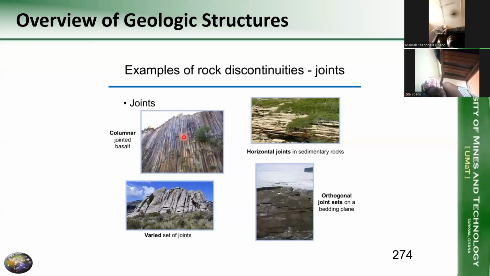These are columnar joints. You see, they are vertical in basalts. We have horizontal joints in bedding planes in sedimentary rocks. Then we have these varied sets of joints. Some are vertical, horizontal, inclined. And then we also have orthogonal. Orthogonal means 90 degrees, right? So we have these orthogonal joint sets.